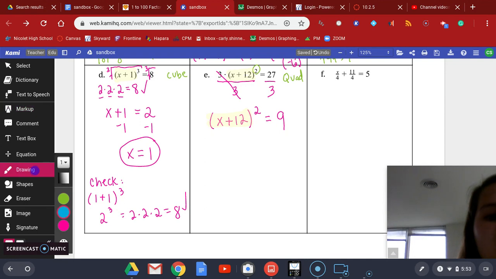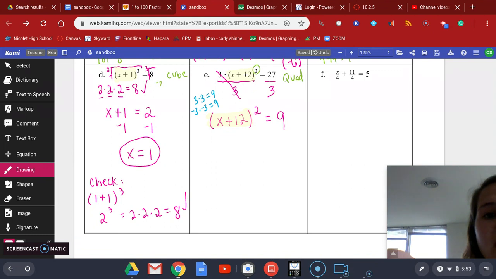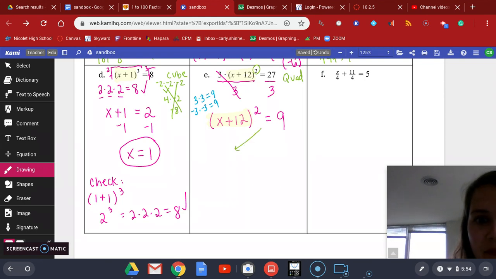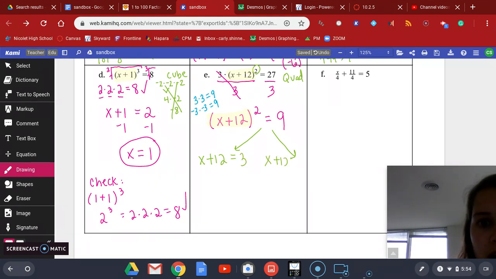What number squared equals 9? So that's going to be 3 times 3 or negative 3 times negative 3. Now you might ask yourself, why didn't I have that over here with the cube? But see what happens when I do negative 2 times negative 2 times negative 2? Negative 2 times negative 2 is 4, and 4 times negative 2 is negative 8. So that doesn't work. So only quadratics are going to have those two solutions where you have to think of the positive and the negative. Alrighty, so the chunk can either equal 3 or it can equal negative 3.